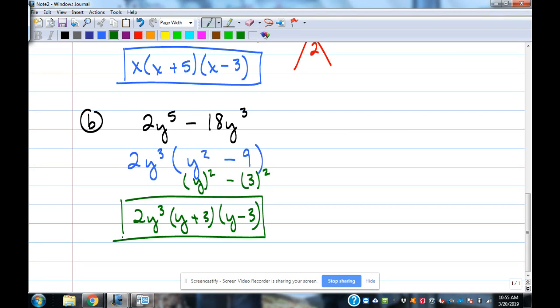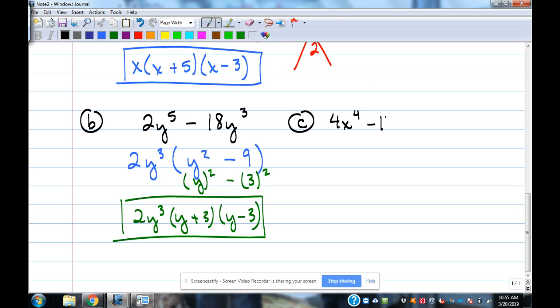So not too bad. It's not extremely strenuous, but it does require us to remember a lot of our other stuff. So let's try this one.